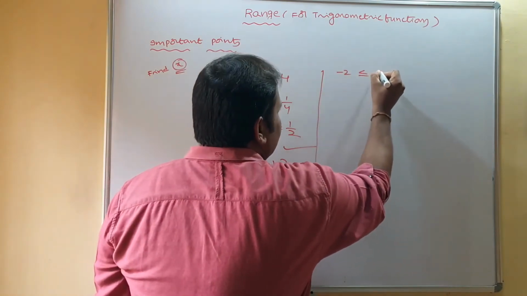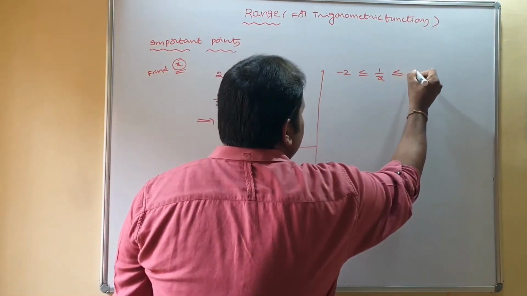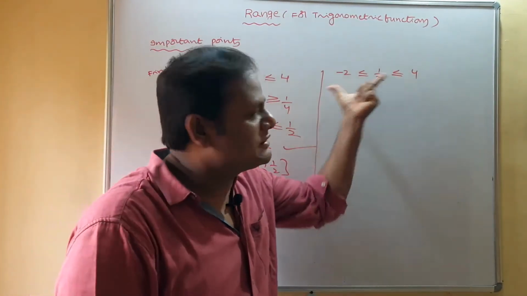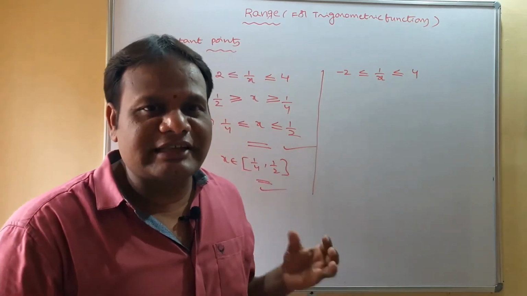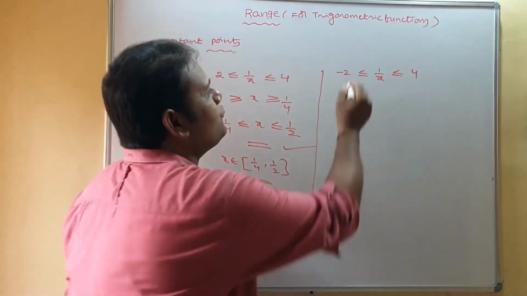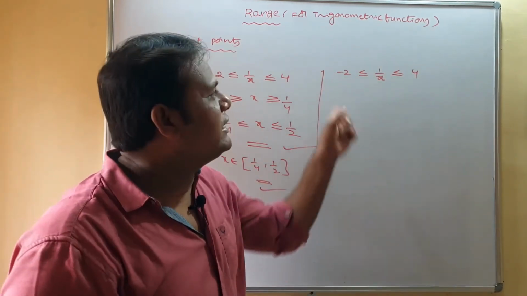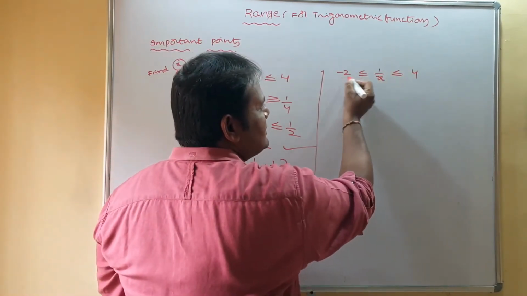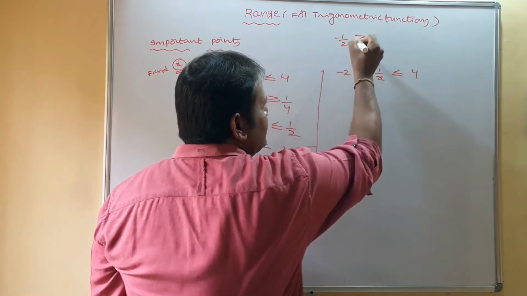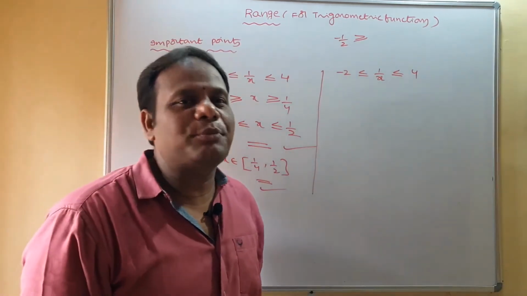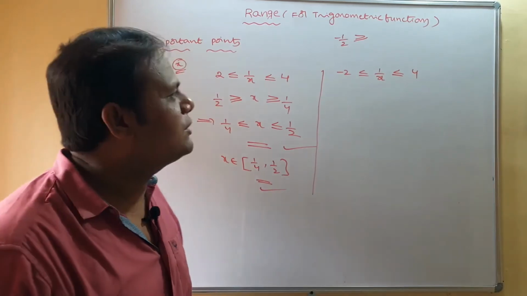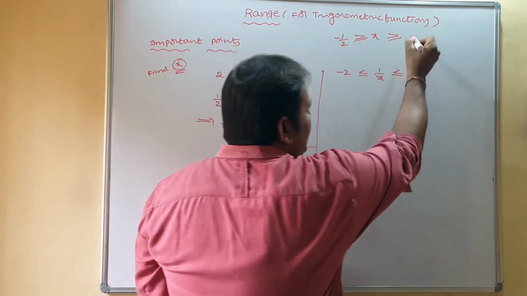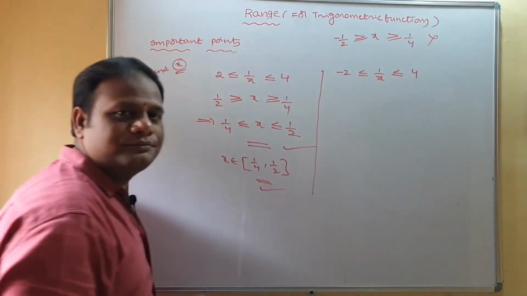Suppose minus 2 less than or equal to 1 by x less than or equal to 4. While solving one problem, you arrive at this step, and you have to find the x value. To find x, what do we do? We take reciprocals. Some students do it like this: reciprocal of minus 2 is minus 1 by 2, greater than or equal to, because if you take reciprocals the inequality sign changes. Reciprocal of 1 by x is x, greater than or equal to reciprocal of 4, which is 1 by 4. It is wrong.